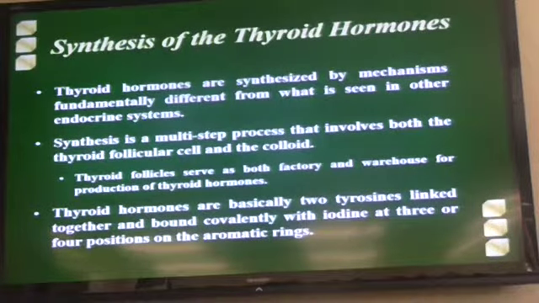Now, as far as the synthesis, again, the thyroid hormones are synthesized by mechanisms that are a little different from those that we talked about as far as the pituitary hormones. It is a multi-step process and involves both the thyroid follicular cells and the colloid. Remember, your other hormones are made within the secretory cell itself, where all the steps take place. But the thyroid is a little different. It involves those secretory cells as well as the colloid out there. And the thyroid follicles are both a factory for the manufacture of your thyroid hormones and a warehouse for storage of them.